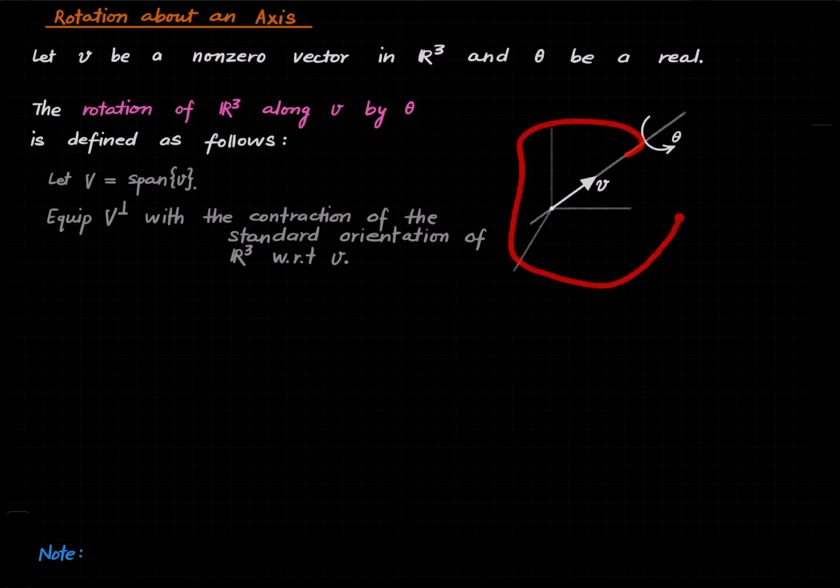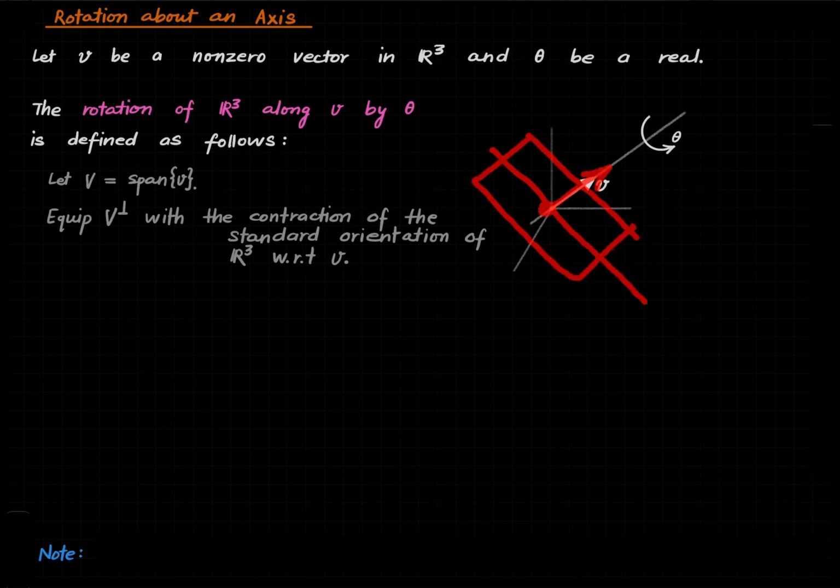So there is a standard orientation on R3, namely e1, e2, e3 in that order. This is an ordered basis having the standard orientation, and you contract that orientation to get an orientation on this hyperplane, which is the one that is perpendicular to this non-zero vector.